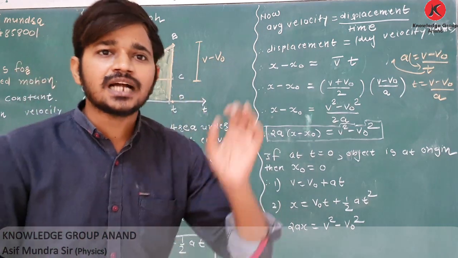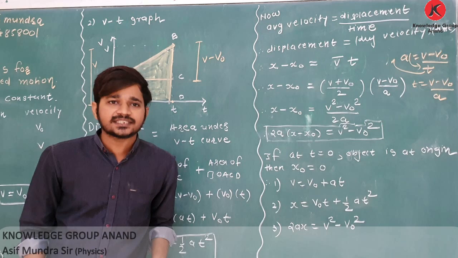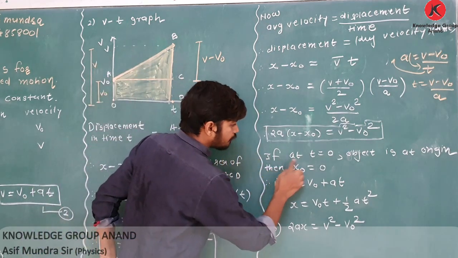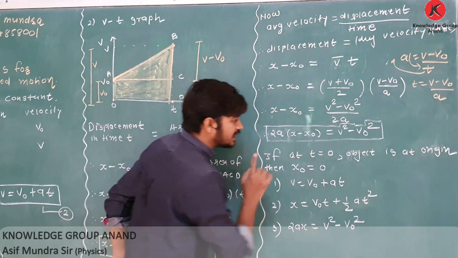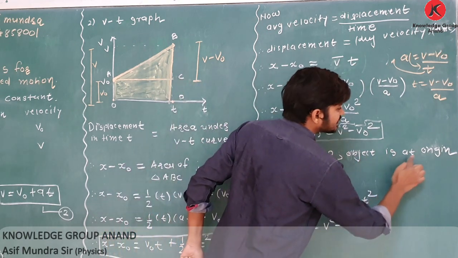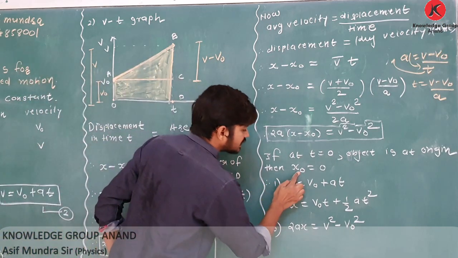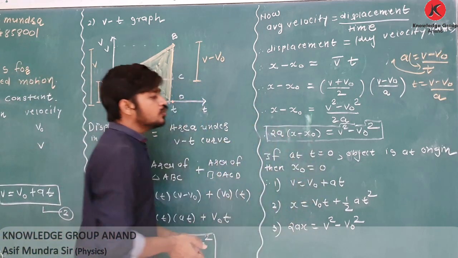So you have to remember these 3 equations. These 3 equations are general equations for any case. If we are taking a special case, if at time t is equal to 0, meaning at initial time, the object is at origin, that means x0 is equal to 0.